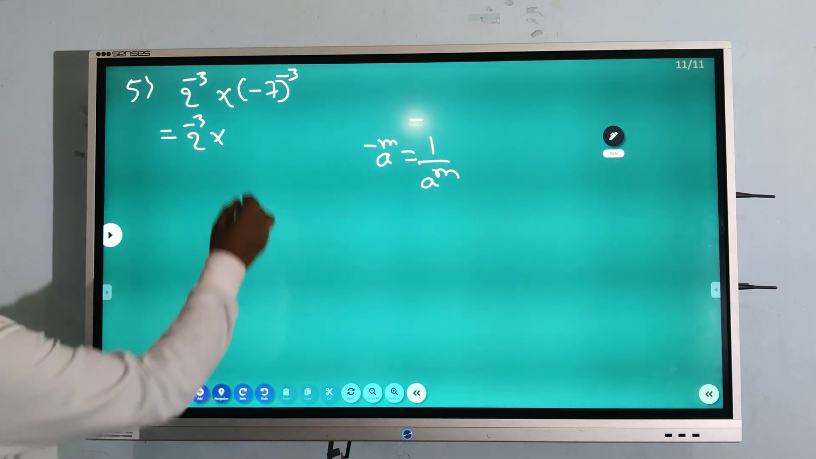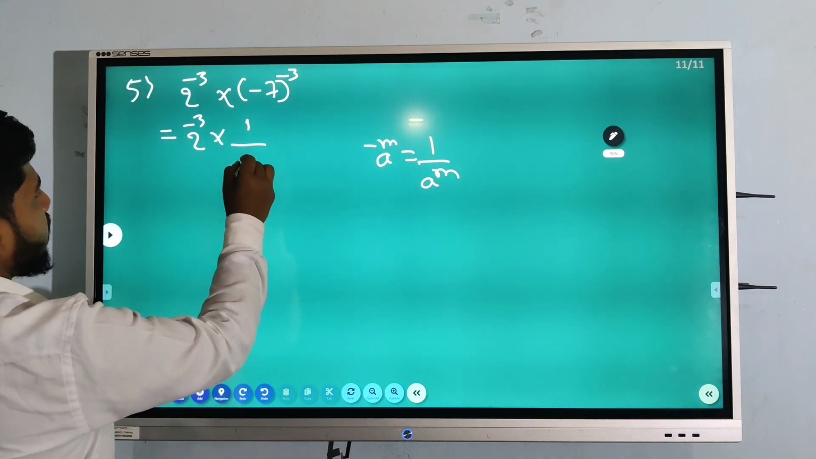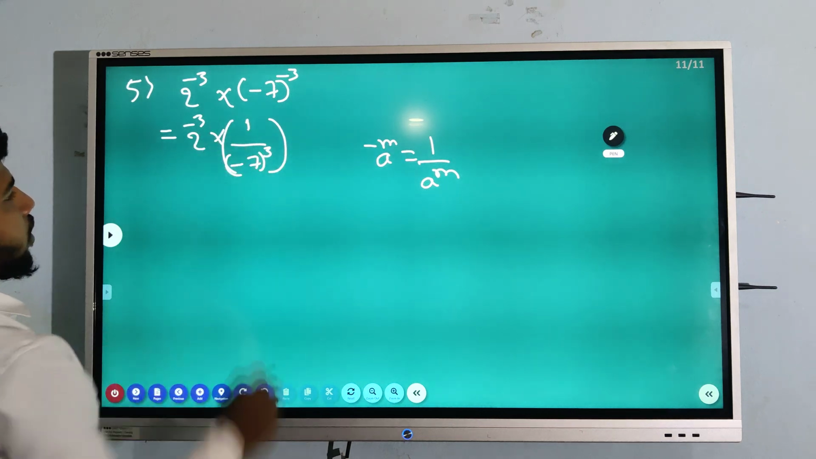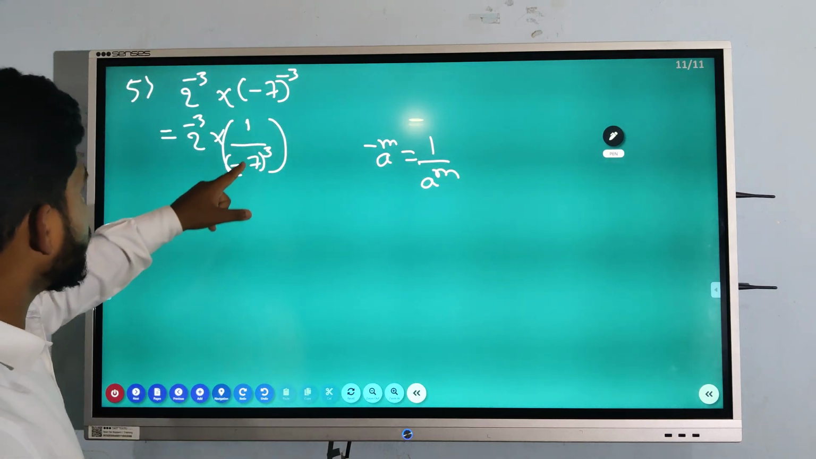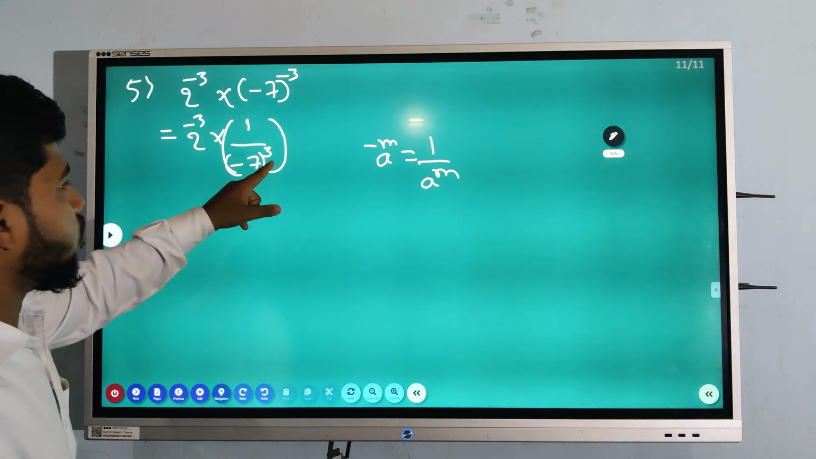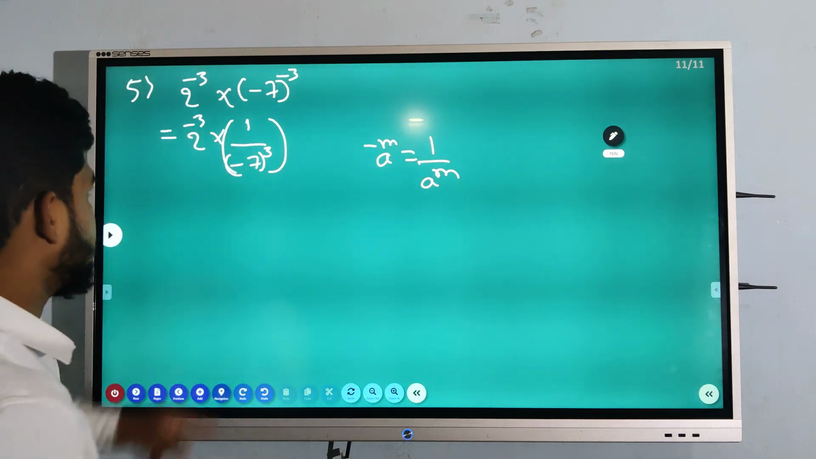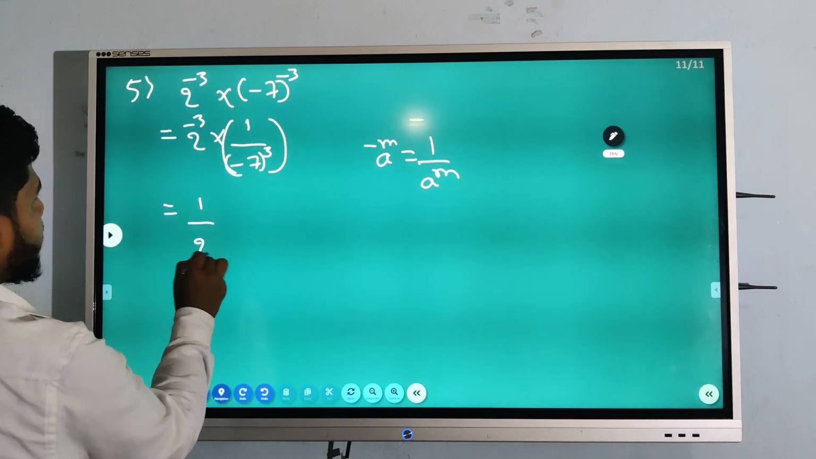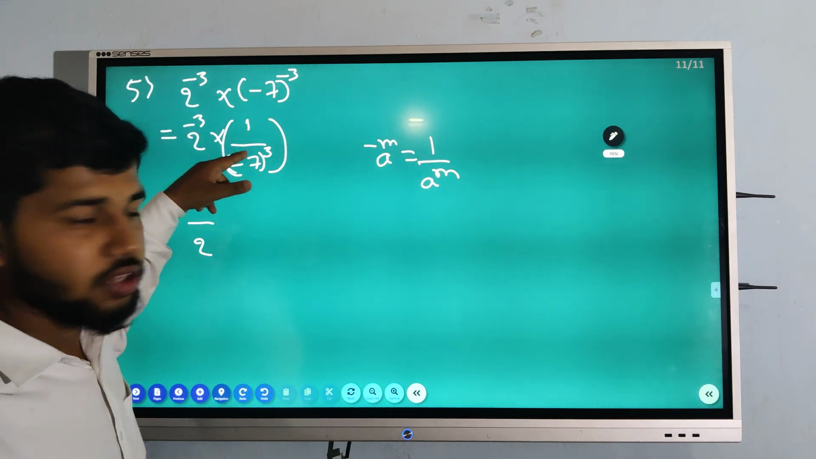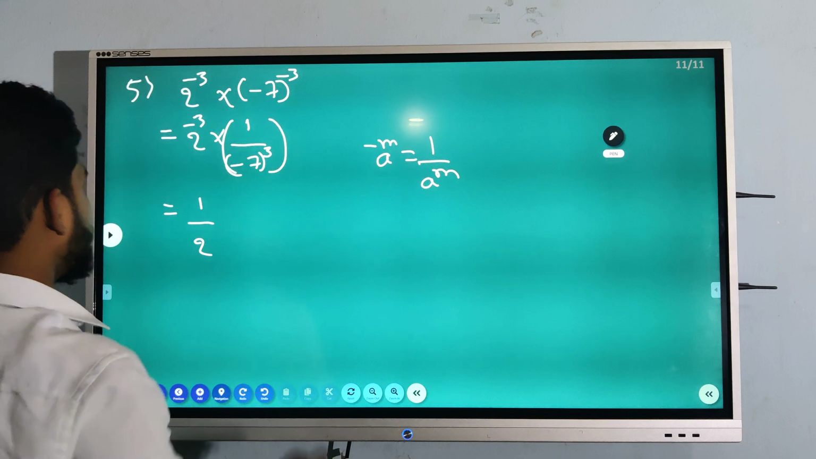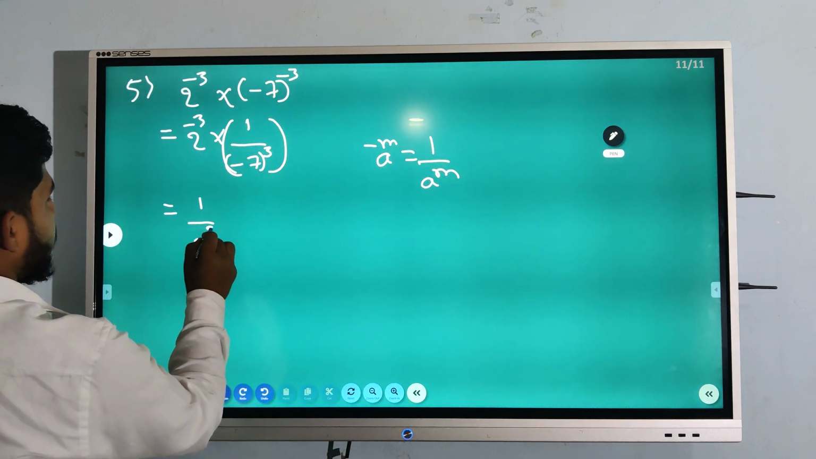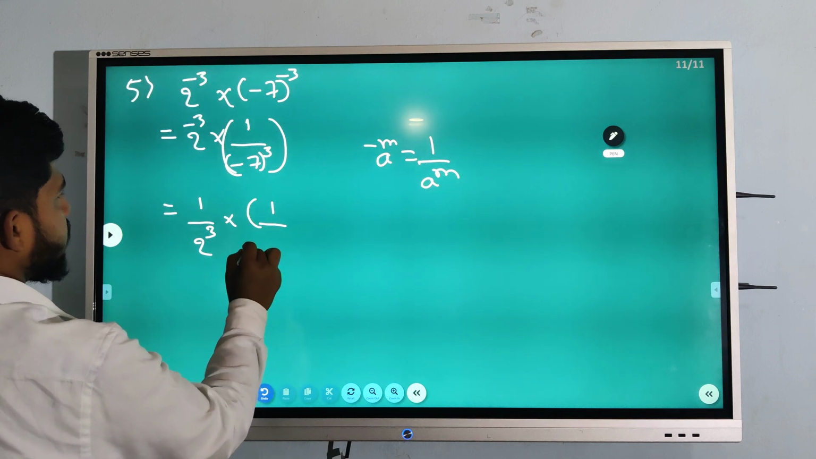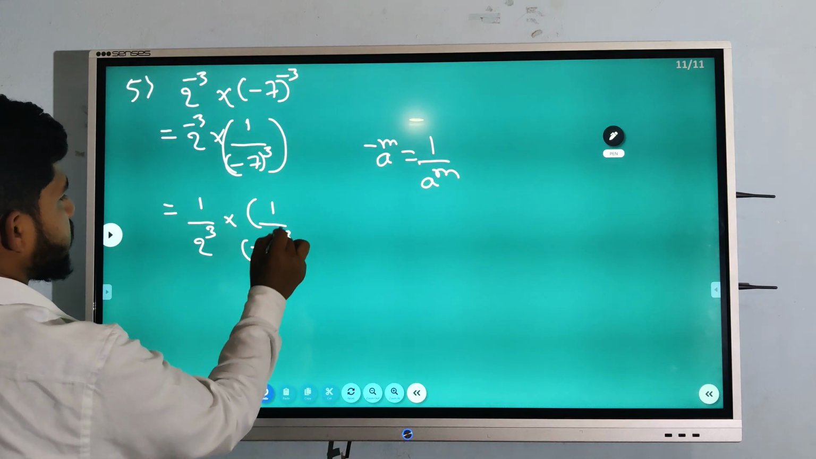Now we can write 1 by (minus 7) whole to the power of 3. So it is 2 power minus 3 into 1 by (minus 7) whole to the power of 3. Here also 2 power minus 3 is in the form of 1 by a raised to m. Now 1 by 2 power 3 into 1 by (minus 7) whole to the power of 3.